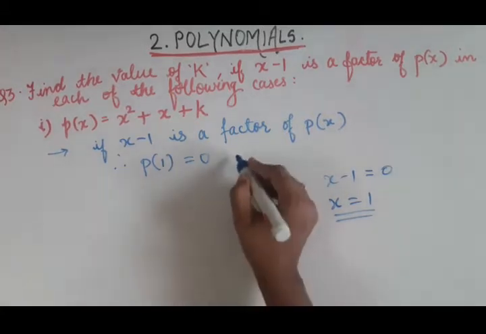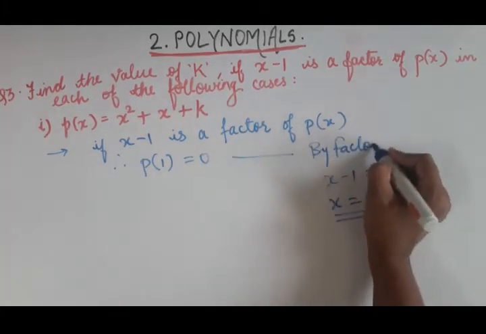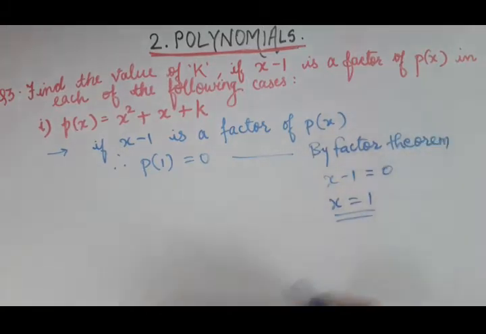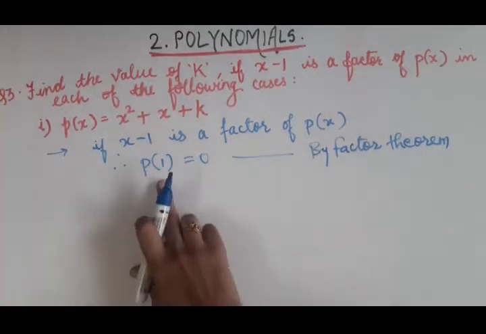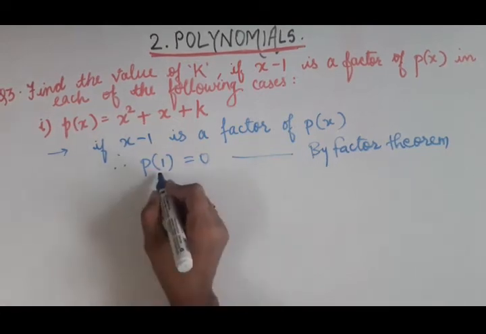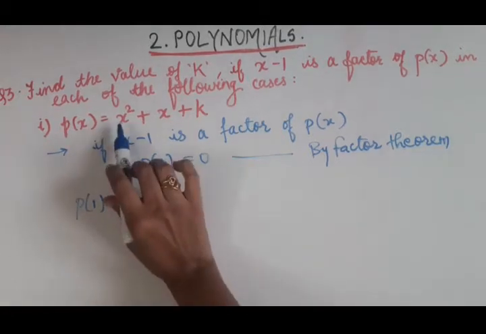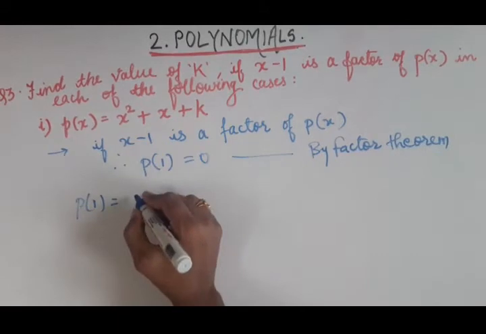This is by factor theorem, right? Now use this factor theorem to find value of k. Now how are you going to do this? So first find p of 1 and equate it with 0. This we know, na? So how are we going to find p of 1? P of 1 is equal to, replace x by 1 in the whole equation. So what will you get?